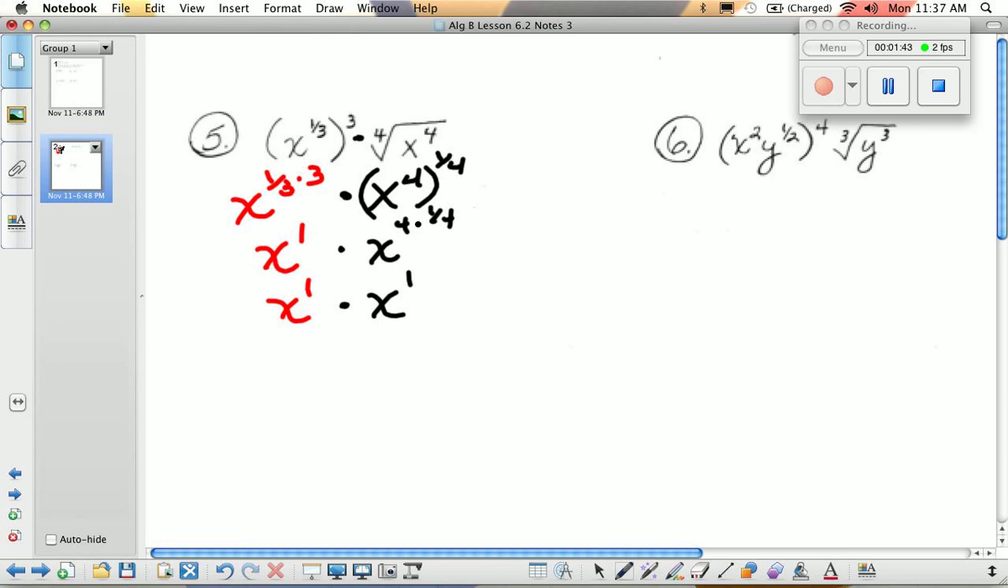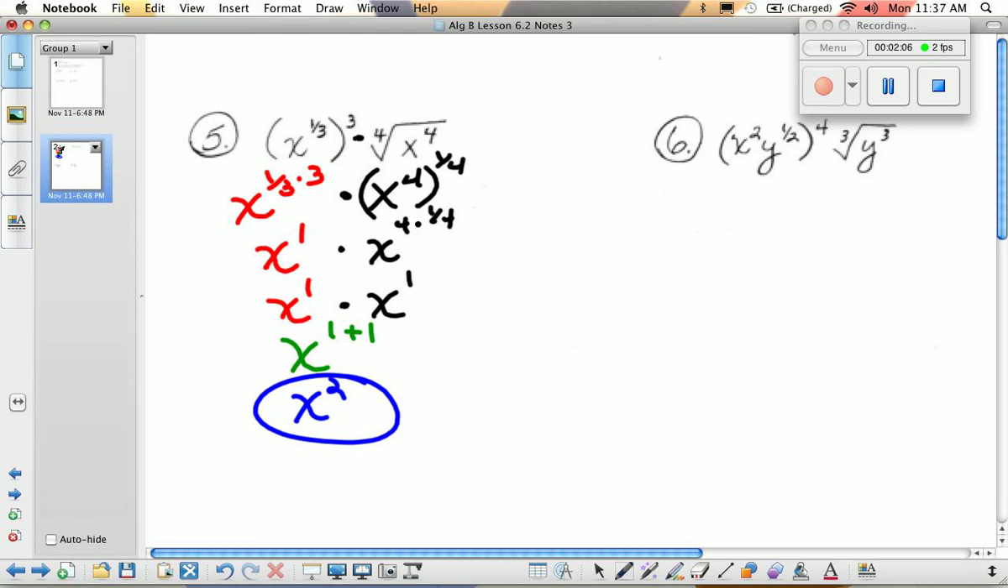Garcia, what do we do when we take x to the 1st power times x to the 1st power? What do we do with the exponents? You would add them together. So could you do that with us, please? X to the 1 plus 1 power. So our final answer is x to the 2nd power. It simplifies to x squared.